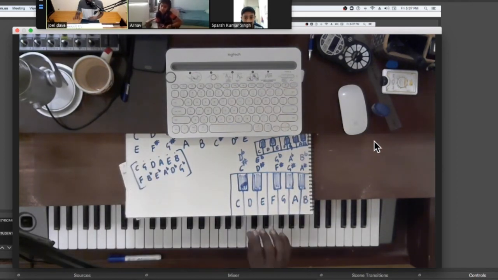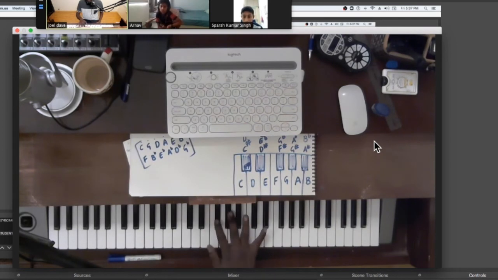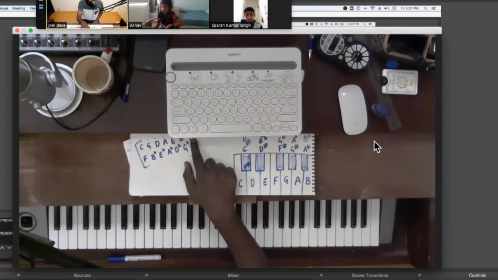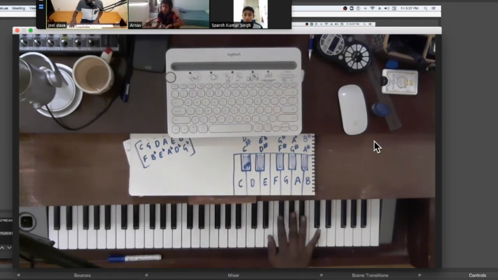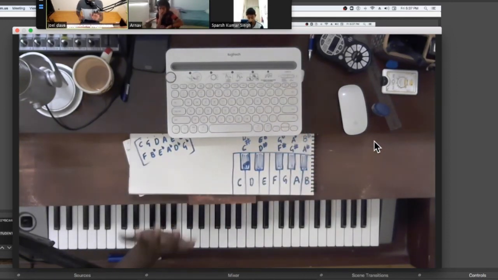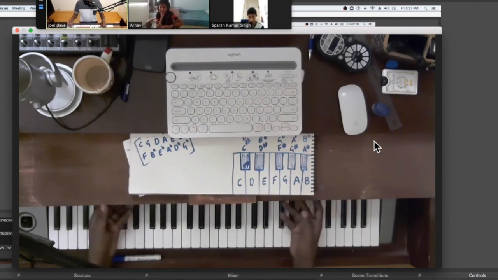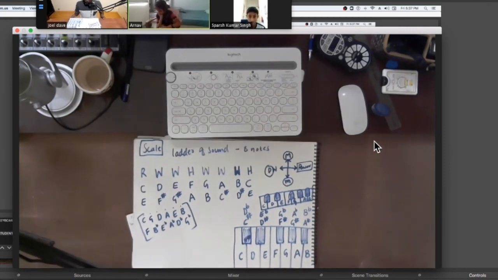For example, let me show E. I'm using 1, 2, 3, then 1, 2, 3, 4, 5. Got that? So that's how we're going to find it for all of these. You're going to do this for your right hand, and then for the left hand it will be 5, 4, 3, 2, 1, 3, 2, 1.